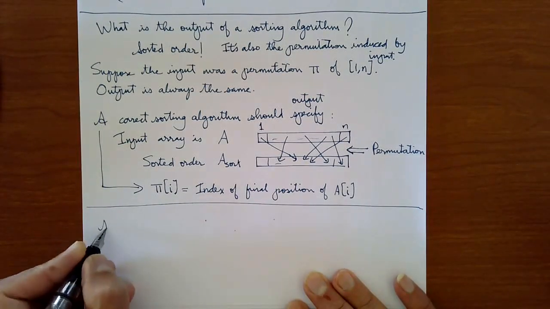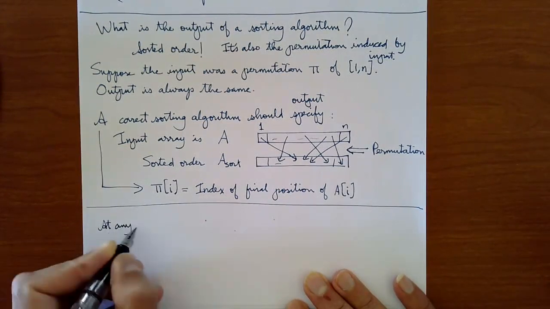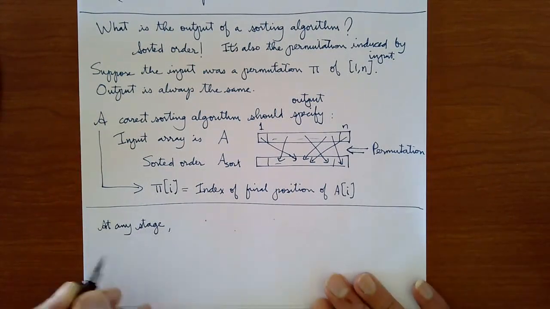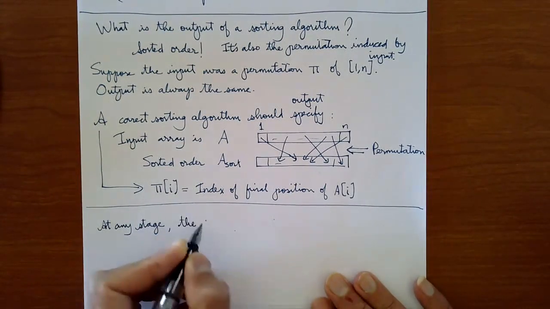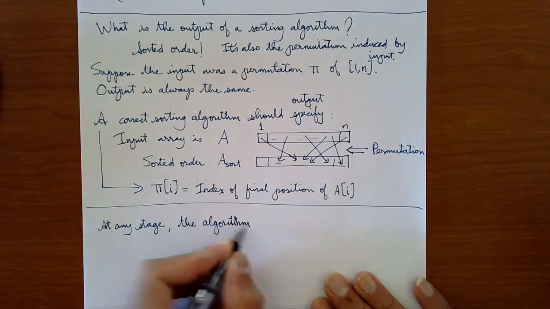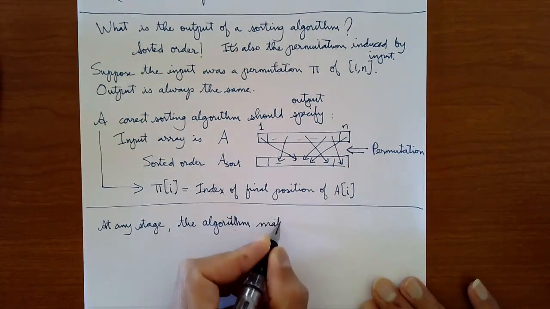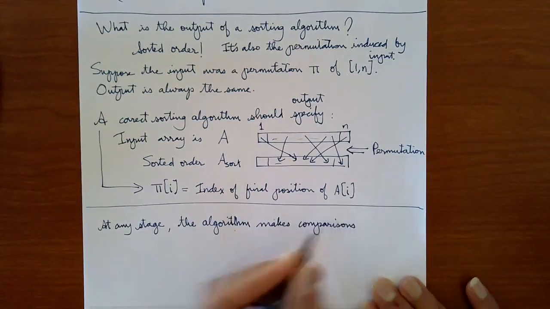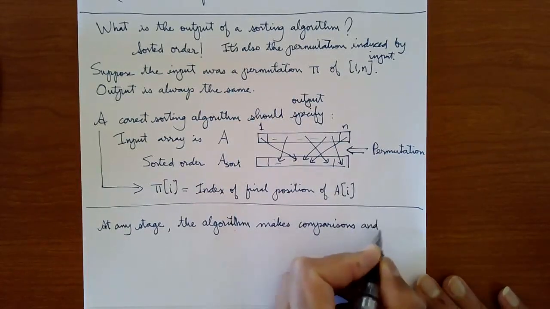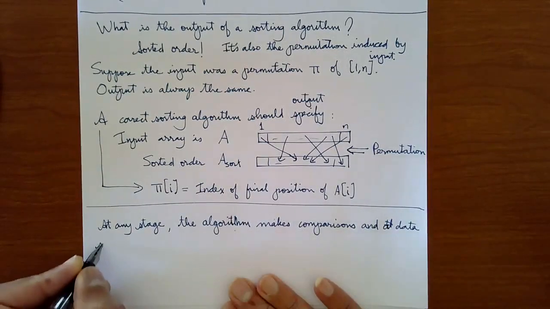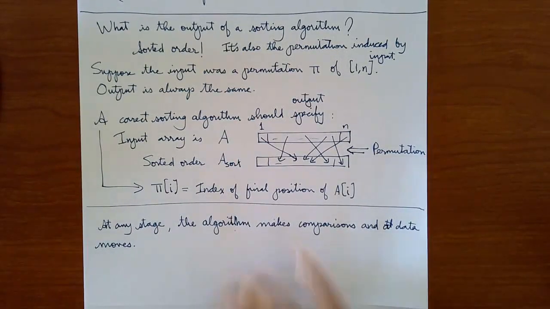So let's just say that at any stage, and this is now going back to the previous comment, the algorithm makes comparisons and data moves. Right? That's basically what the algorithm does.